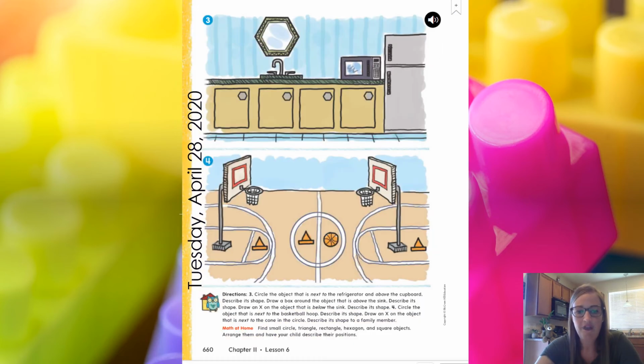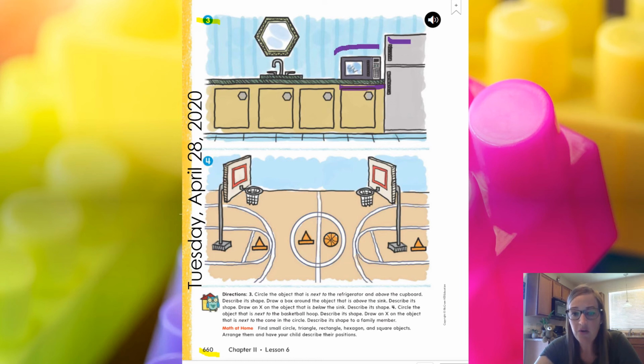Good. All right, we turned the page and we're now on page 660, the last page for today. Now this page has a lot of directions, so be sure that you're listening carefully. At number 3, they want you to circle the object that is next to the refrigerator and above the cupboard. Here's the refrigerator, here's the cupboard. What is it? It's a microwave.